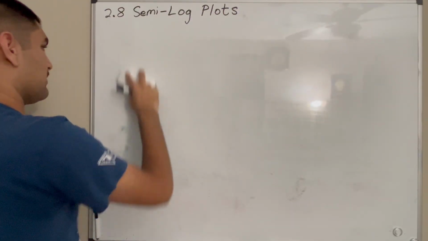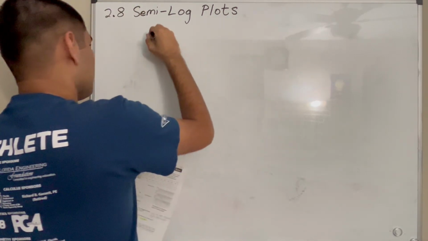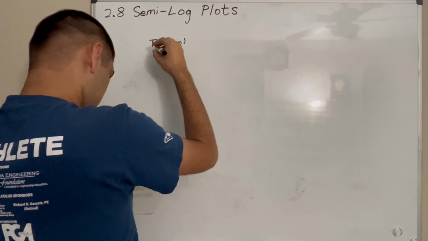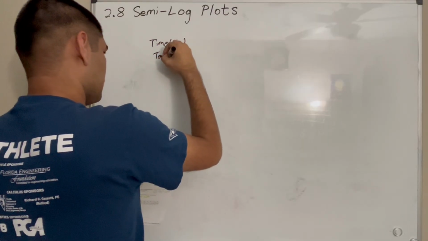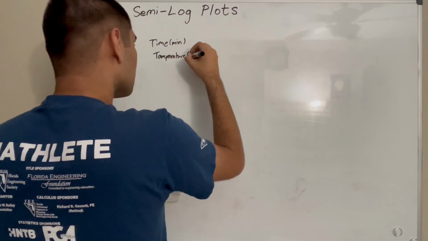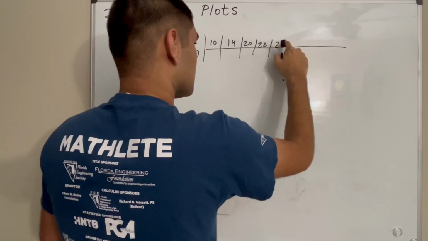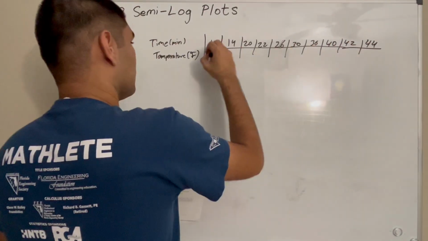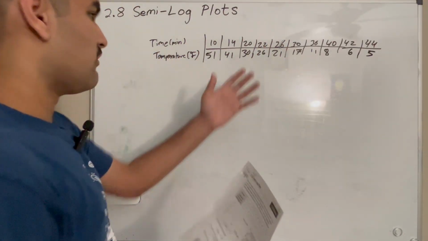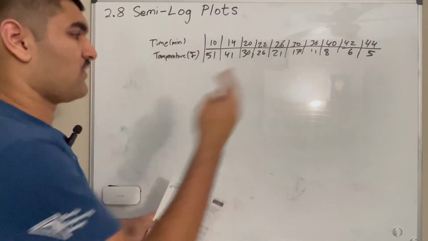Now let's do some examples with these. Let's say you're given a table of time and the temperature. Let's say you're given the following data and you want to graph the data on a regular graph and then on a semi-log plot.